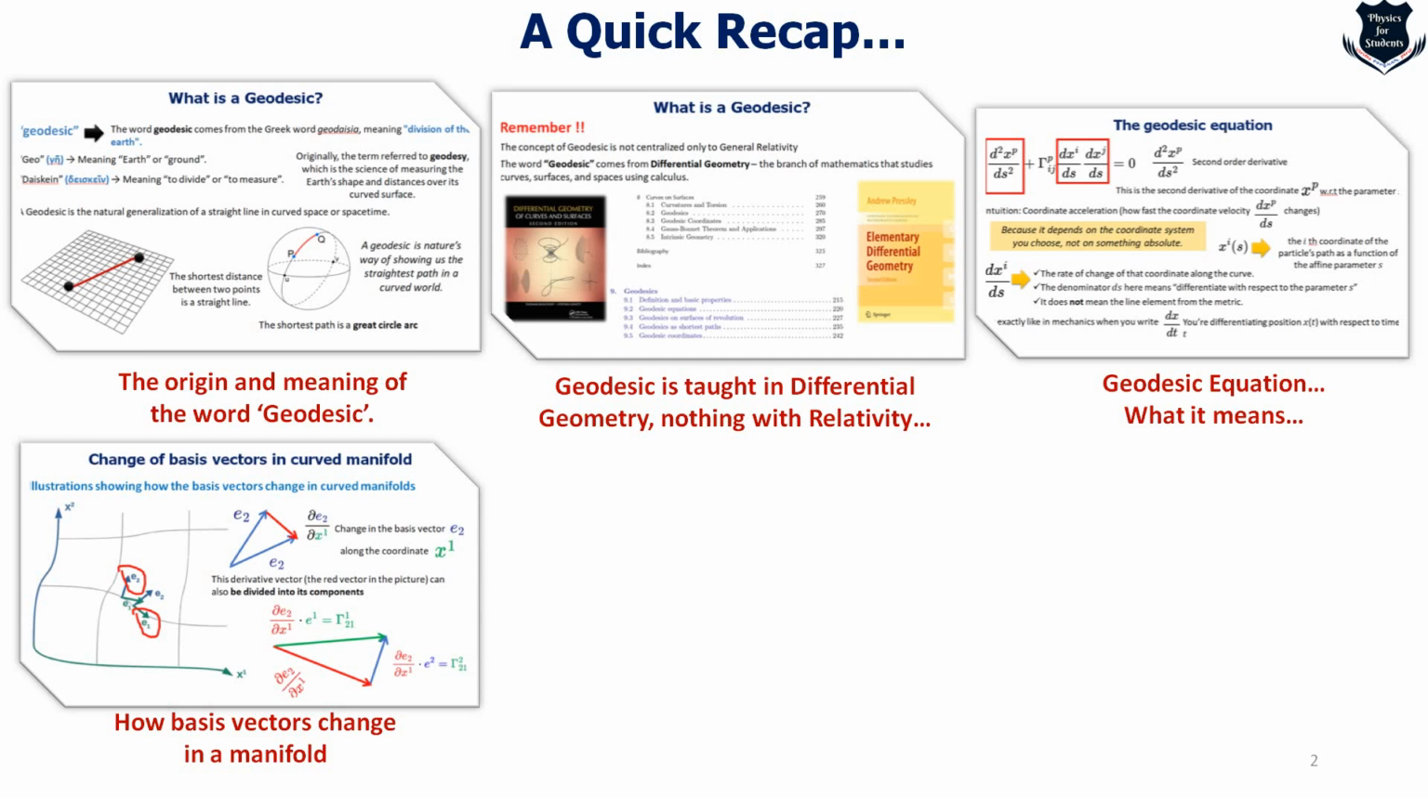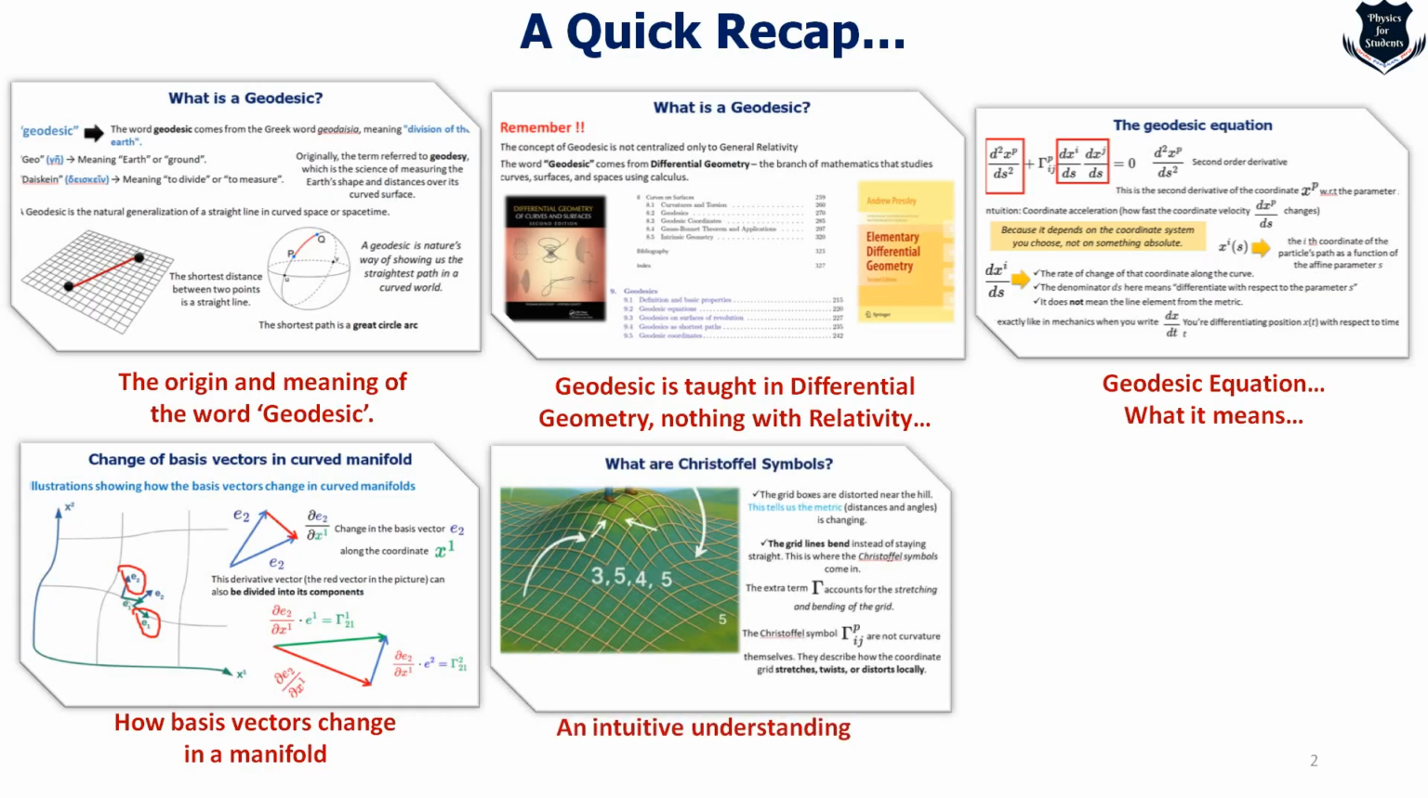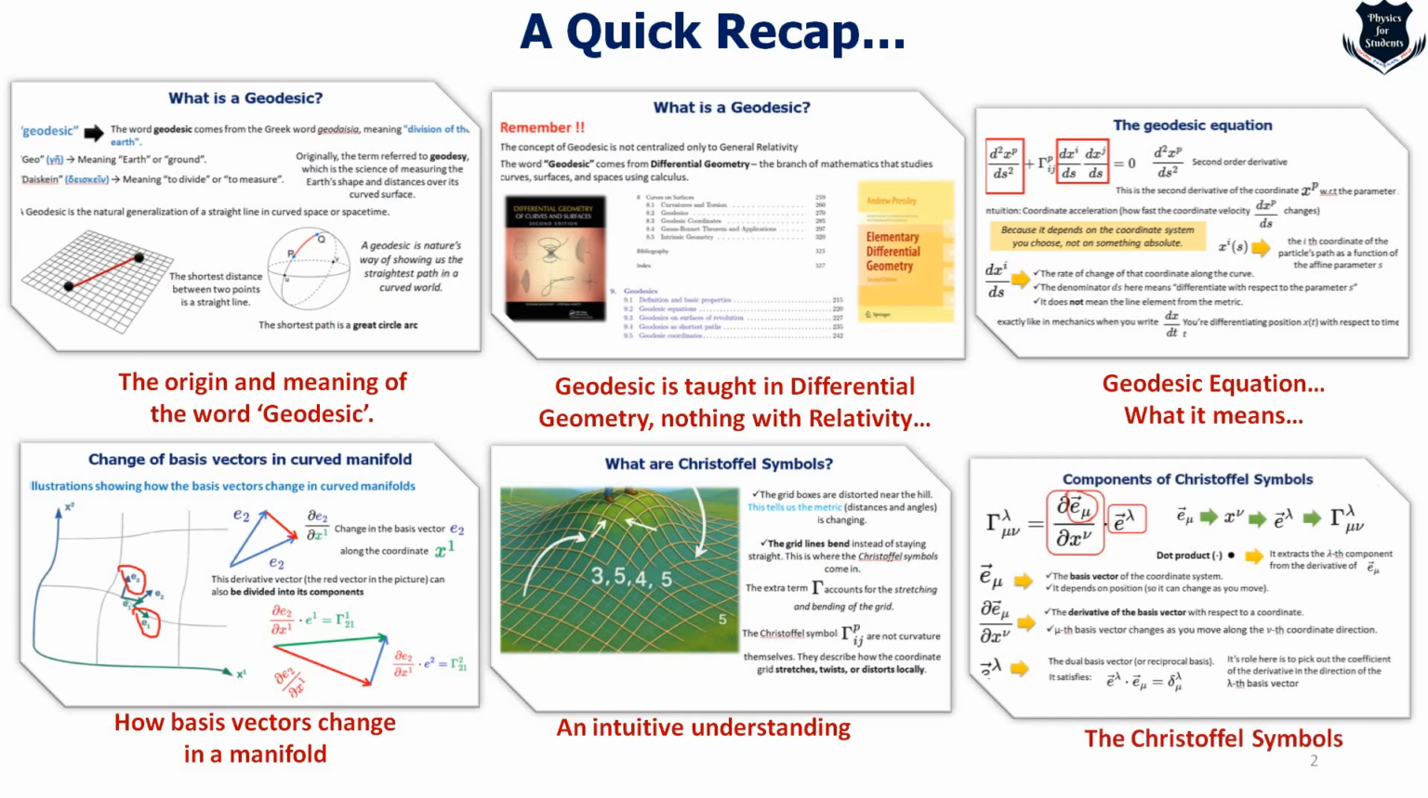If you go to my last video, you will see that I have shown that basis vectors do not change in a Cartesian coordinate, but in a curved manifold, like in case of spherical manifolds and so on, they actually change. I have shown also what are Christoffel symbols, a kind of a visual and intuitive meaning of that, and then we have looked at deciphering those Christoffel symbols, what is the meaning of the dot product, the basis vectors, the derivatives, and so on.